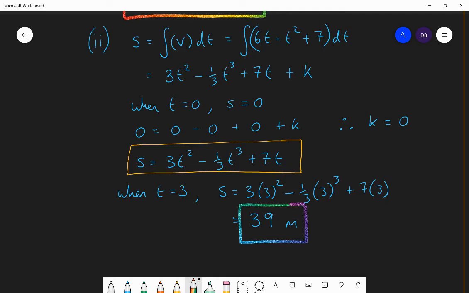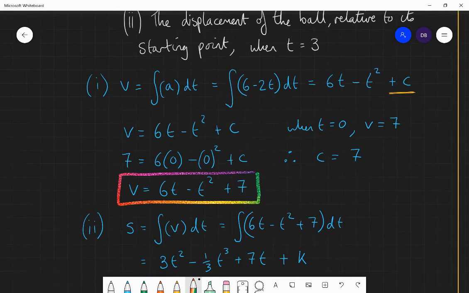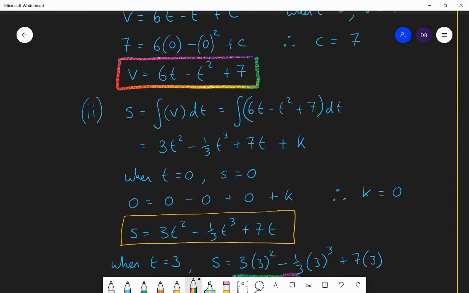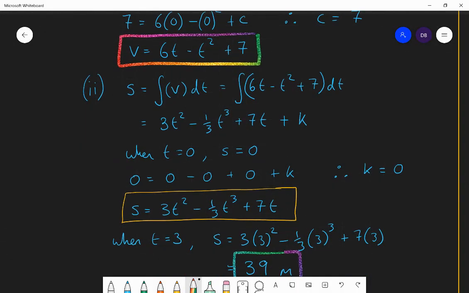So I started with the acceleration, I integrated to get the velocity, I made sure that I had the constant of integration at the end of the integral. I used the information in the question to find that constant of integration. And then in part 2, I integrated that again to find the displacement, remembering the constant of integration. I used the information that I know that it would start from the starting point, and therefore when t is 0, s is 0.